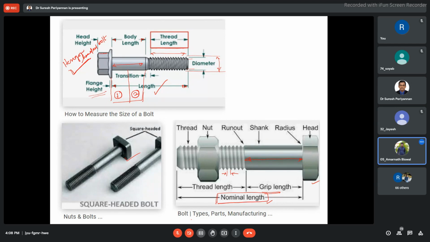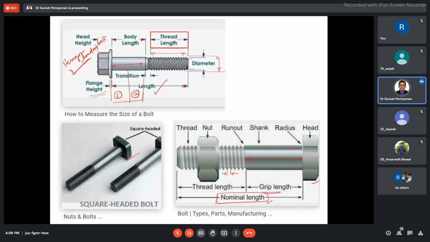Exactly. This is because of the threaded portion. Foreign particles or dust may get sedimented in the threaded portion, and there is a possibility of corrosion, right? Then it will be jammed when we use it for a long duration. That is one disadvantage.